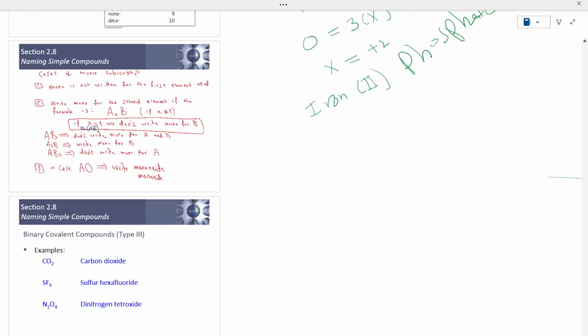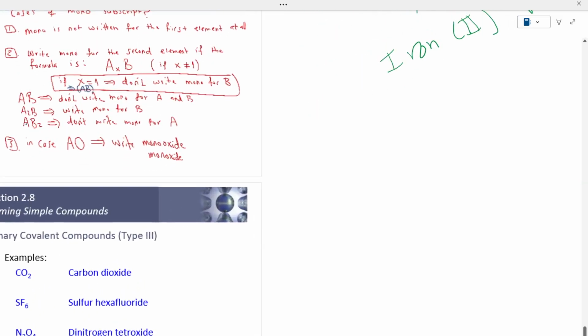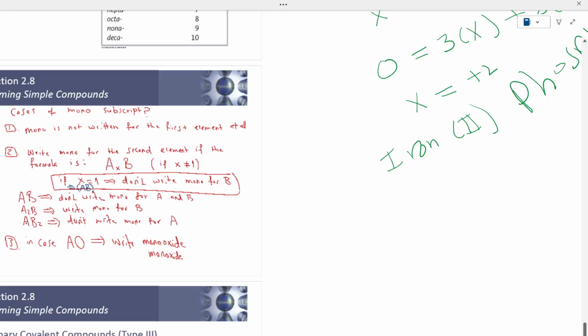The last type of the naming part is type 4.